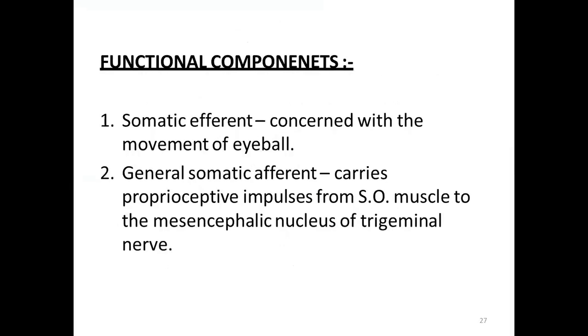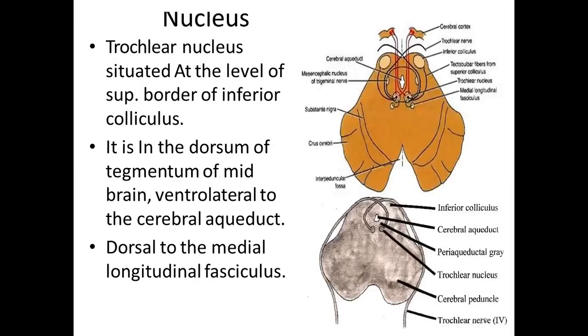The functional component: somatic efferent, concerned with the movement of the eye. Central somatic afferent carries the proprioceptive impulses from the superior oblique muscle to the mesencephalic nucleus of the trigeminal nerve. The trochlear nucleus is situated at the level of the inferior colliculus of the midbrain, in the dorsum of the tegmentum of the midbrain. Here you can locate the trochlear nerve nucleus. Then from the dorsal aspect it comes out, and you can locate it easily.